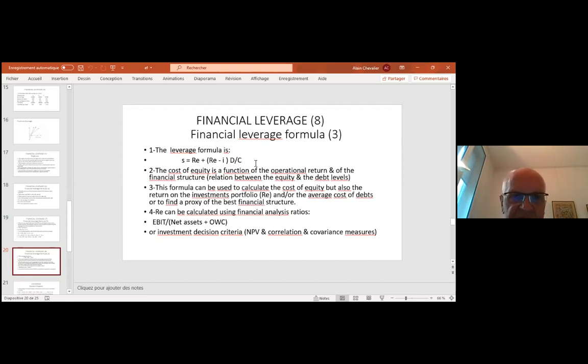Point 3, this formula can be used to calculate the cost of equity, but also the return on the investment portfolio, RE. If you know the cost of equity, you can calculate RE. Or if you know RE and S, you can calculate also the average cost of debt. Or if you know all these elements, S, RE, and I, you can calculate D over C. It means a kind of proxy of the optimal financial structure of a firm.